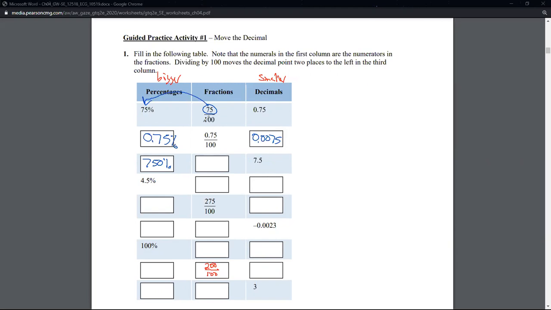what I'm going to do is say, all right, let's look at the pattern here. When that was a 75, that made the top a 75. When this was a 0.75, that made the top a 0.75. So if this is a 750, that makes this a 750 over 100. Again, if you have a percent number, you can literally just slap it over 100 and you're done.